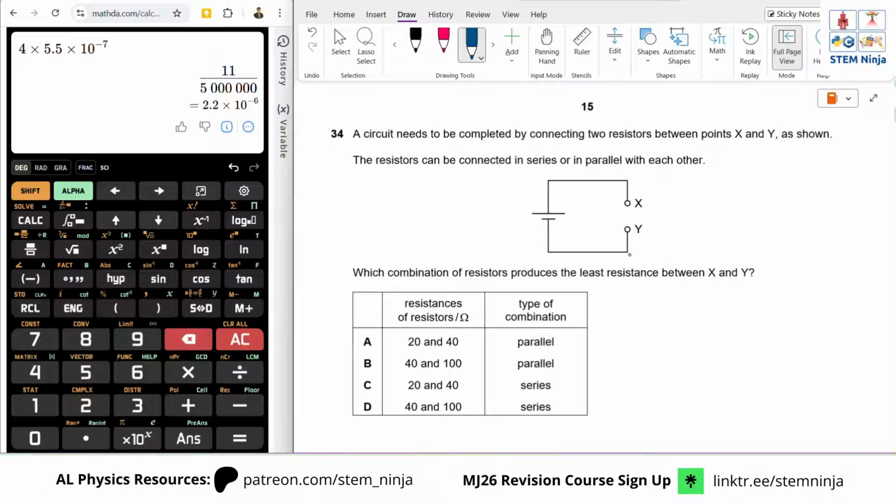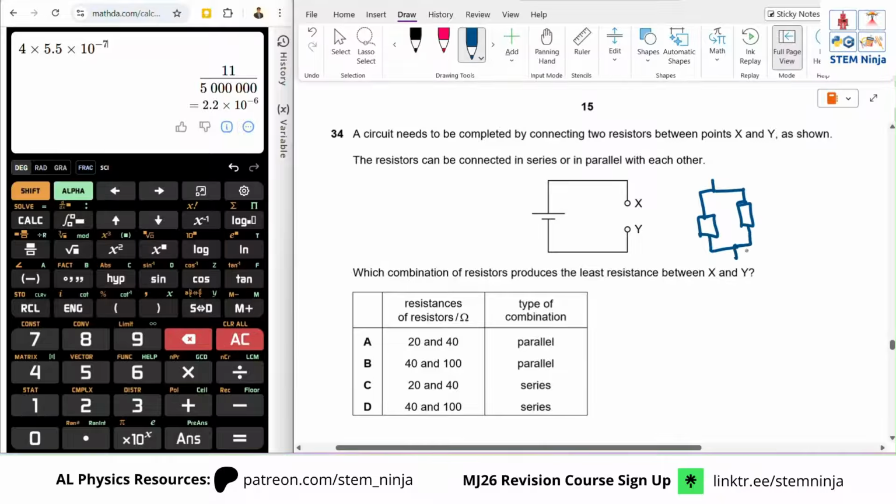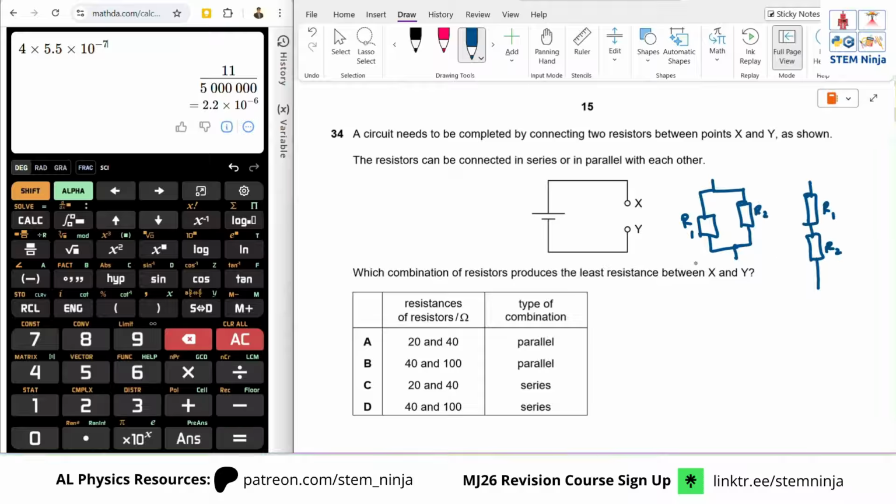Okay, so remember the rule. When you place resistors in parallel, the net resistance would be lower. But when you place them in series, the net resistance would be the sum of these two. So if you have R1 and R2, the effective resistance in parallel is R1 R2 divided by R1 plus R2, which would be lower. This one will just simply be R1 plus R2.